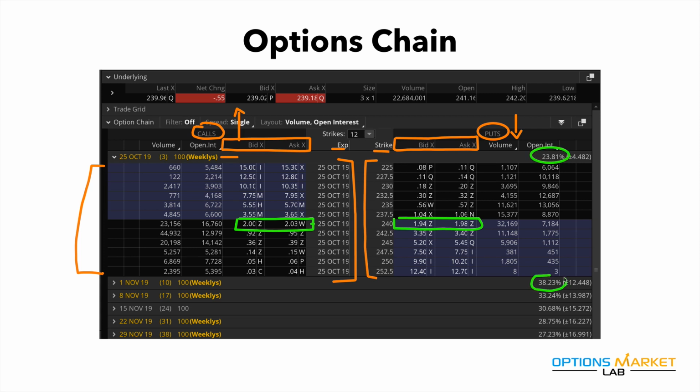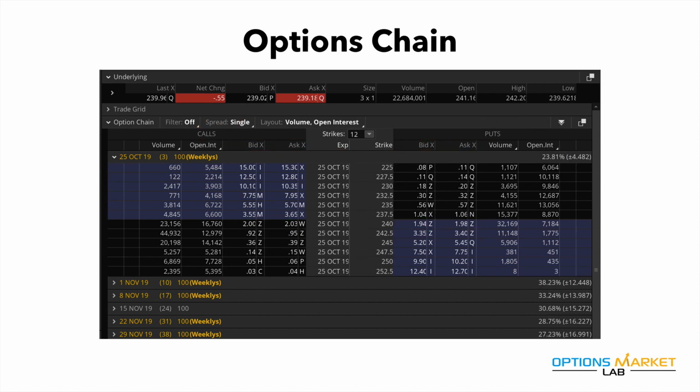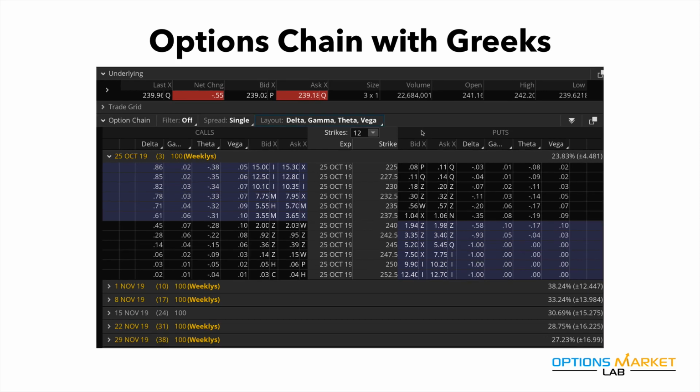Now implied volatility is different for each expiration. I will go over this next, how this is used, but you need to have your Greeks open when you are looking at your implied volatility. So let's go over the options chain and the Greeks.